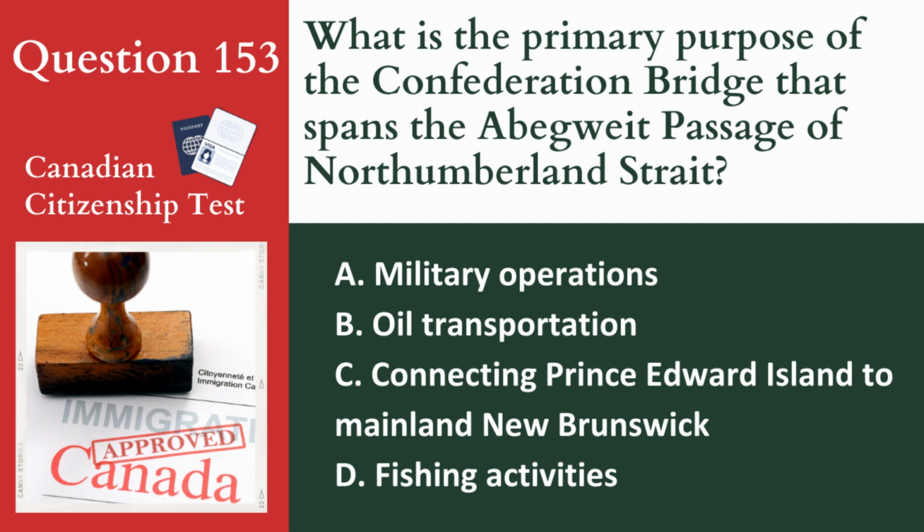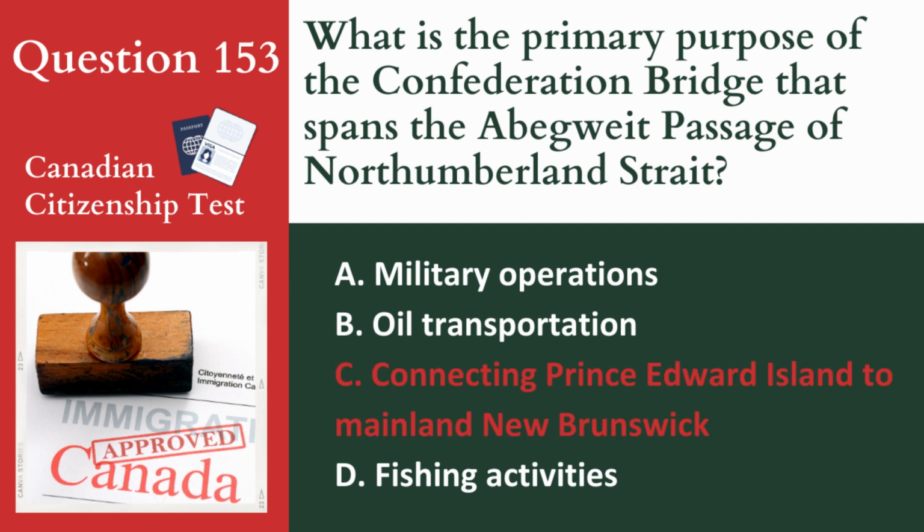Question 153. What is the primary purpose of the Confederation Bridge that spans the Abegweit Passage of Northumberland Strait? A. Military operations. B. Oil transportation. C. Connecting Prince Edward Island to mainland New Brunswick. D. Fishing activities. Answer C. Connecting Prince Edward Island to mainland New Brunswick. The Confederation Bridge serves to connect Prince Edward Island with mainland New Brunswick, facilitating transport and commerce.